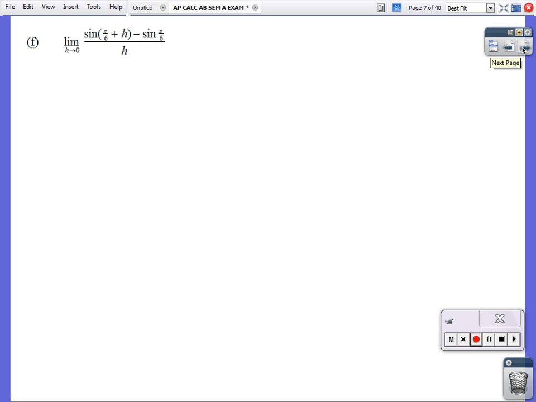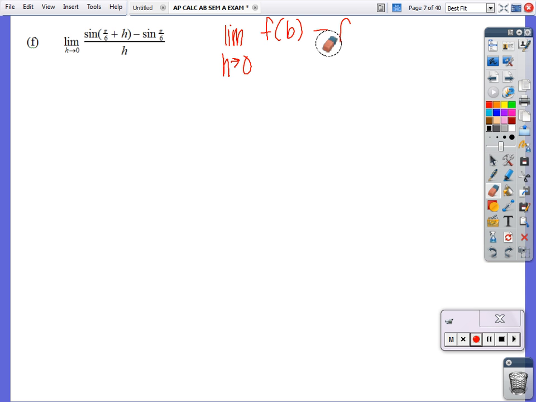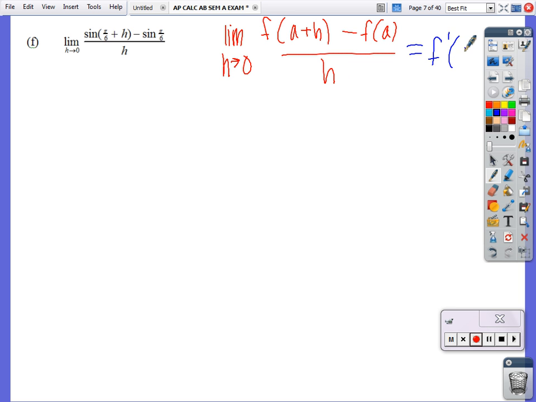Letter F. So we did this one in class. We talked about the fact that this looks very similar to f of a plus h minus f of a all over h. And so what you're really looking at is the derivative of f at a.